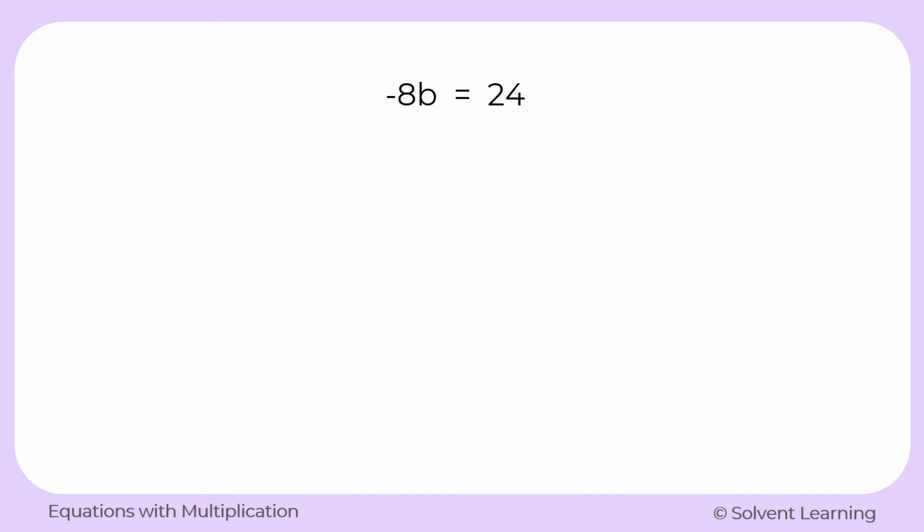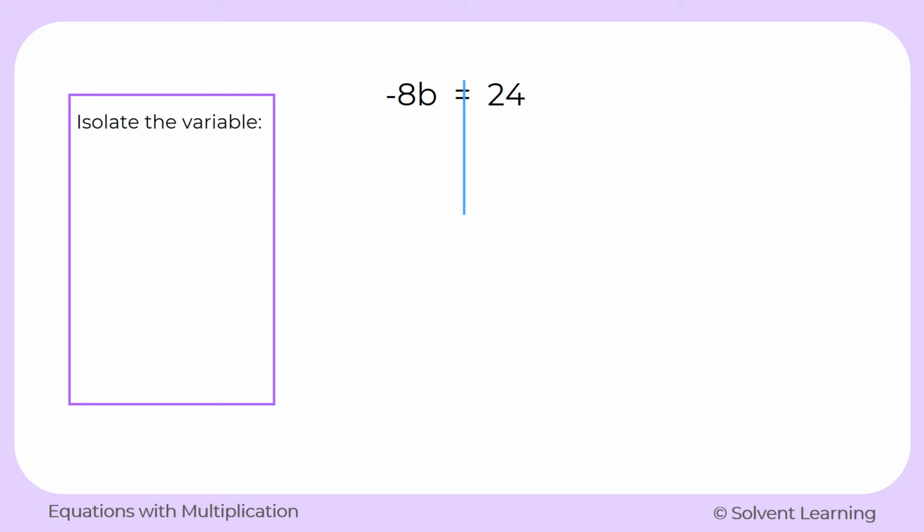For our next example, we have negative 8b equals 24. Now notice we have that negative sign to the left of the 8 there. Okay, it's not a subtraction sign. This 8 isn't being subtracted away from anything. We treat it as a negative sign. Okay, very important to remember that when we go through our steps of isolating this variable b and undoing that -8. Okay, we'll go ahead and draw our line down the middle so we can see both sides clearly.